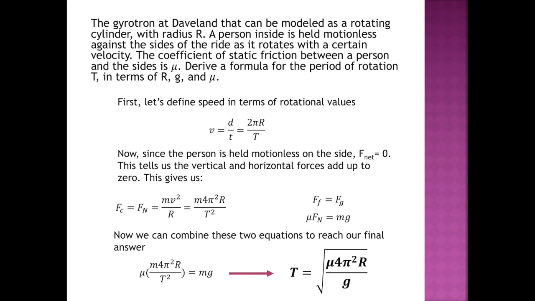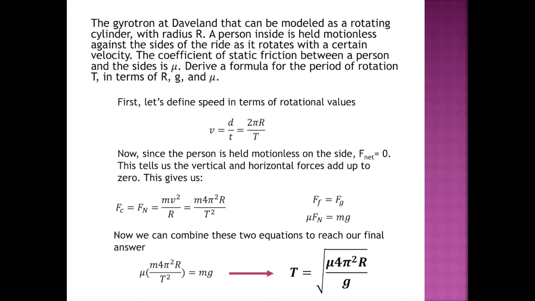We also know that because the person is motionless on the sidewall, that Ff is still equal to Fg. We can plug in mu Fn is equal to mg, and now we have the equation that we need to solve for T by substituting in our equation for Fn into the equation for the force of friction, and we get our final equation of T is equal to the square root of 4 pi squared R mu over g.